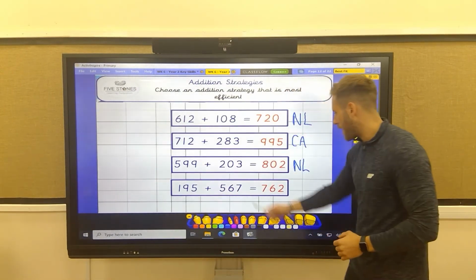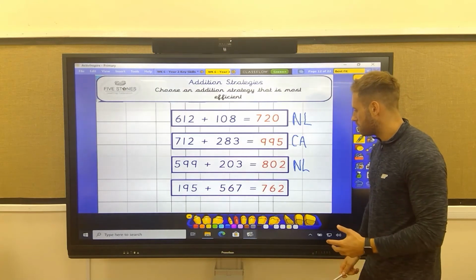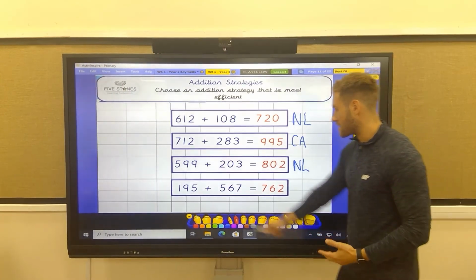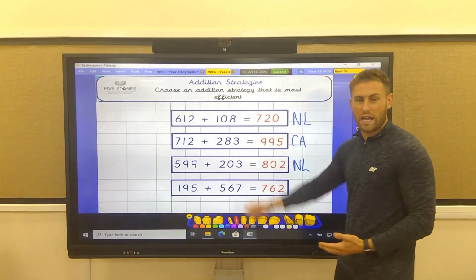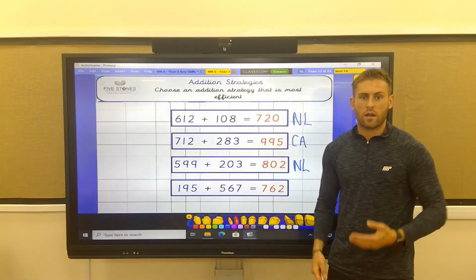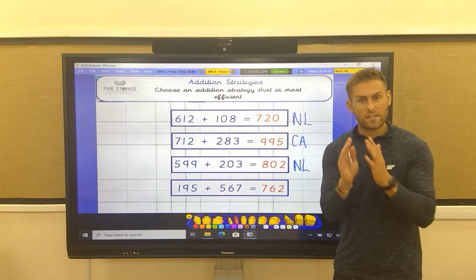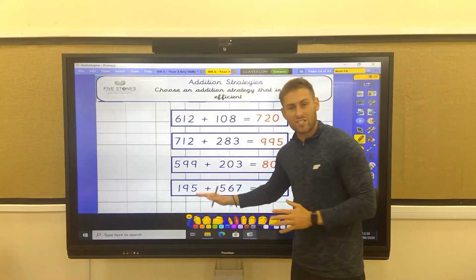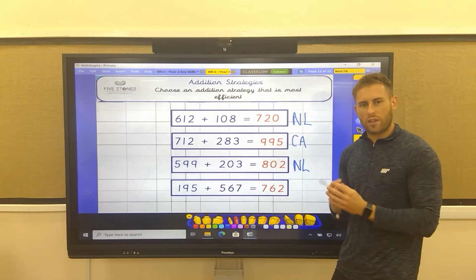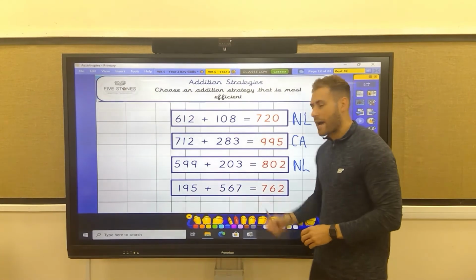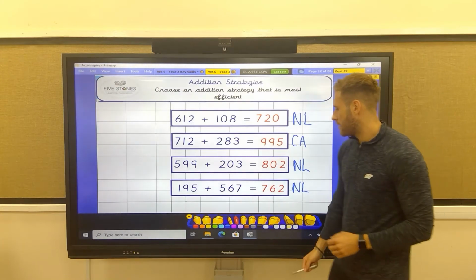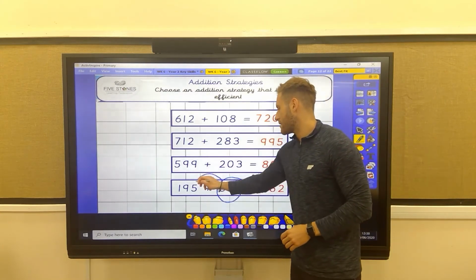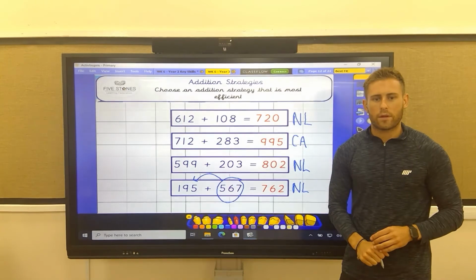And then with 195 and 567, you might choose a number line to do that, because actually 195 is really close to 200. Add 200, take 5 off. That's a really efficient way. If you didn't spot that connection, you need to stop, look at the problem a little bit more, think about being efficient with your maths. However, the column method would get you there. However, number line, using this as your log end and this is the add end, would help really well with that one.